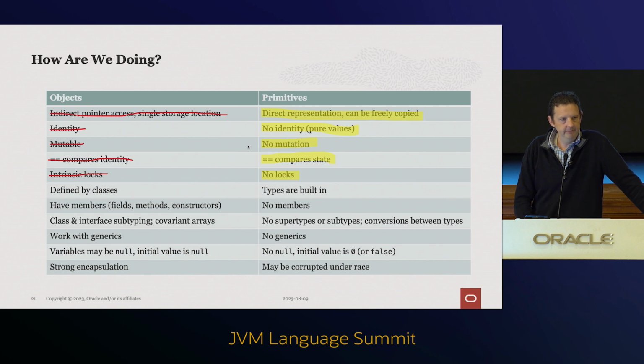All right, that's the top half of our chart that we looked at before. We've given up identity, mutability, identity comparisons, and locking. We've gained direct representation and the performance benefits that come with that, with an asterisk. So this is all stack optimized at this point. We haven't looked at Heap, and Heap has some additional problems.